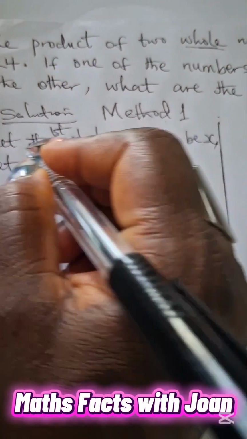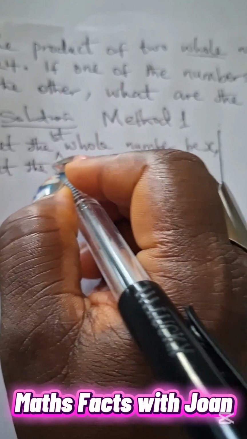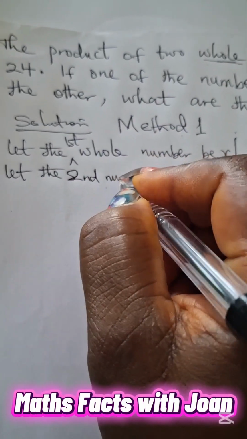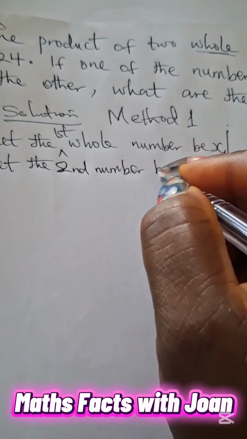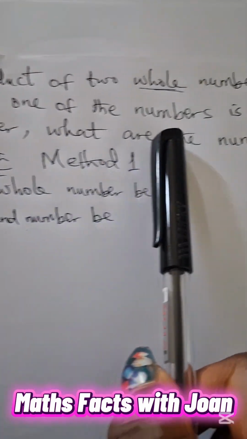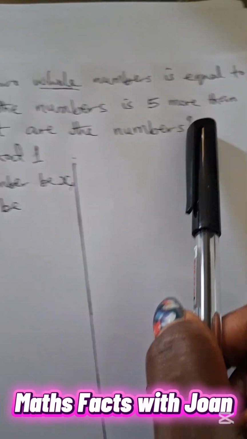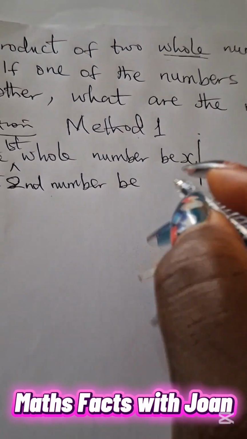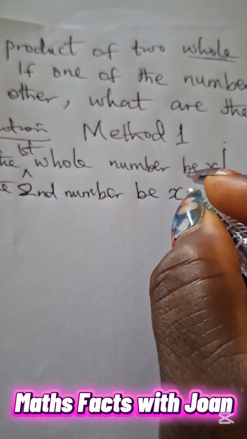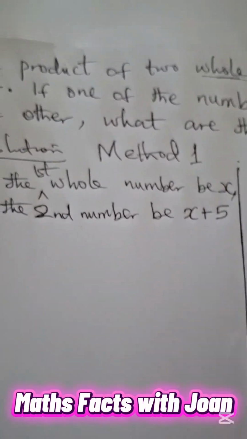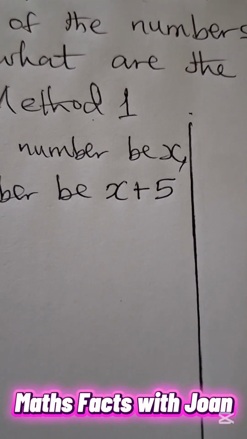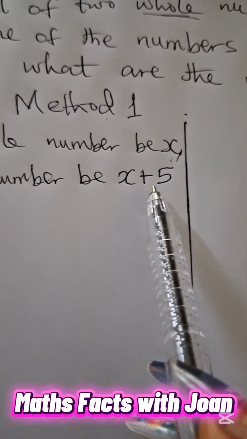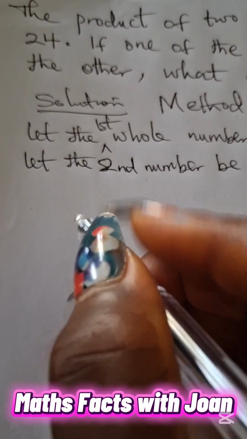So let the second number be, when a number is 5 more than the other, while the other is x, so 5 more should be plus 5. That is x plus 5. All right, we've gotten our two numbers. The first one is x, and the second one is x plus 5. All right, so let's go on.